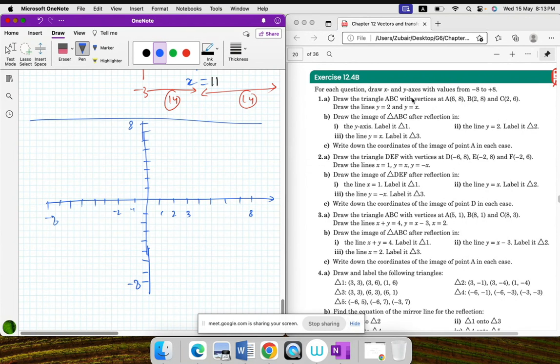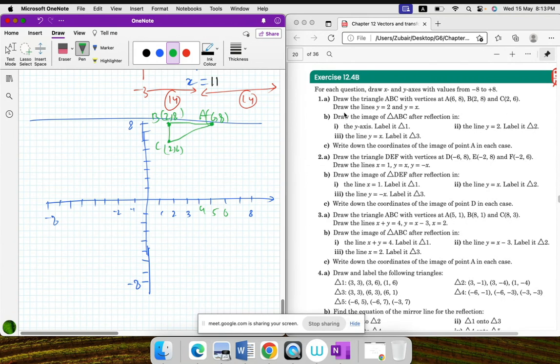Then it says draw the triangle ABC with vertices x 6, y 8. That is (6, 8). This is A. B is (2, 8). That's B. And C is x 2, y 6, (2, 6). That is C. So we have this triangle.